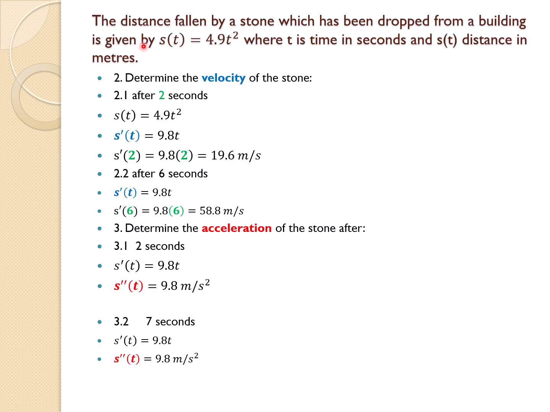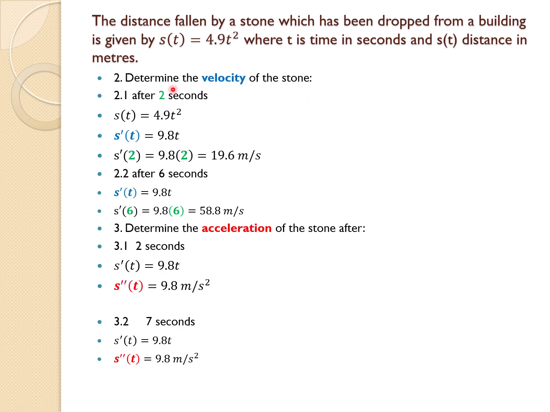The distance fallen by a stone which has been dropped from a building is given by S(t) = 4,9t², where t is the time in seconds and S(t) is the distance. To determine the velocity of the stone, so instead of saying speed, say velocity. Remember, speed deals with distance, velocity deals with displacement. But those are for the physics learners. For those of us just doing pure maths, you can just follow the mathematical process.